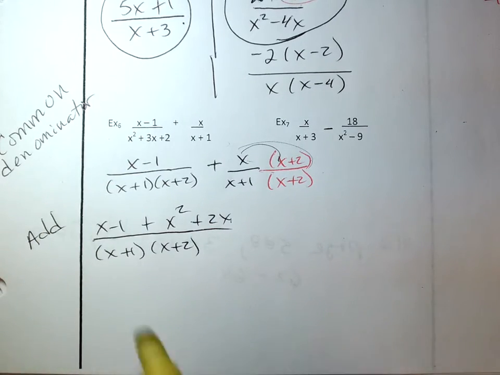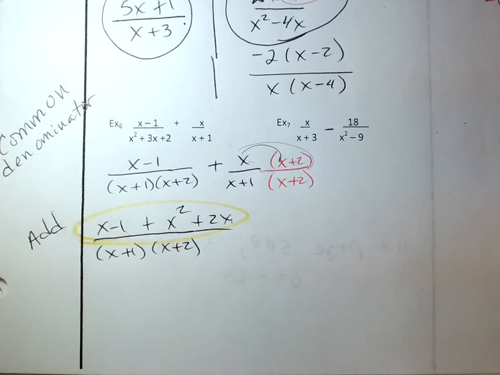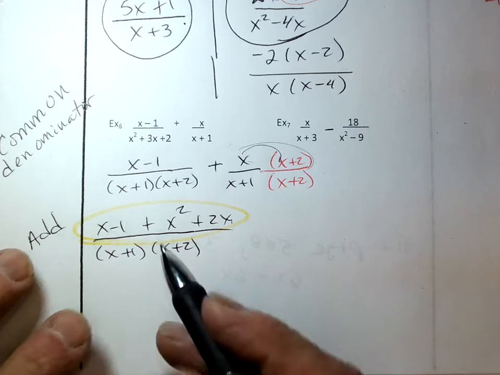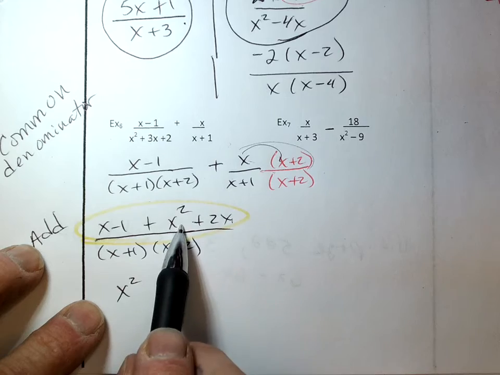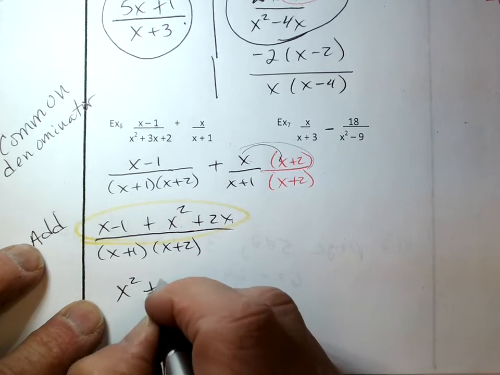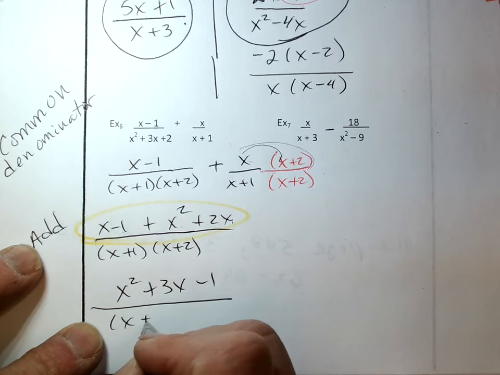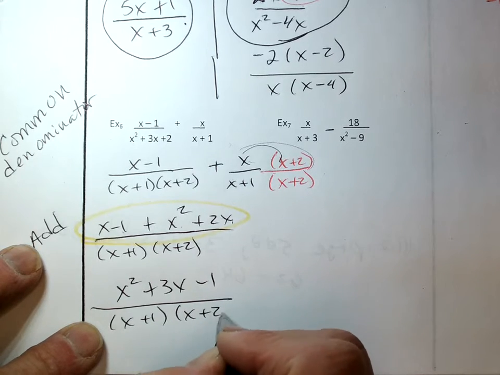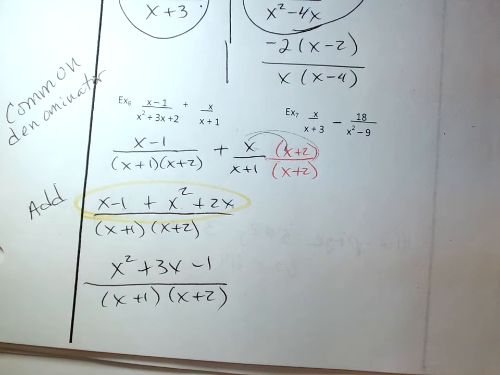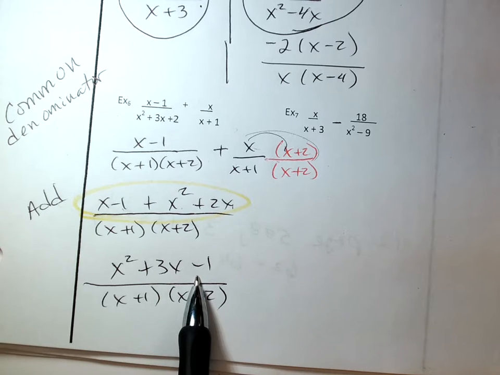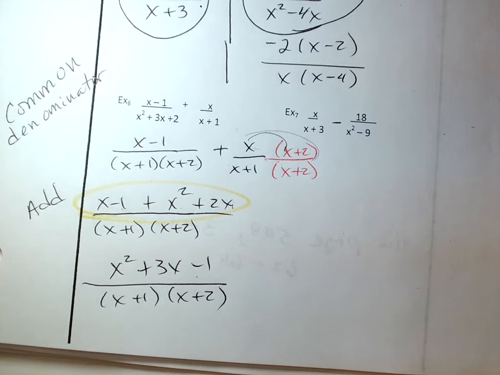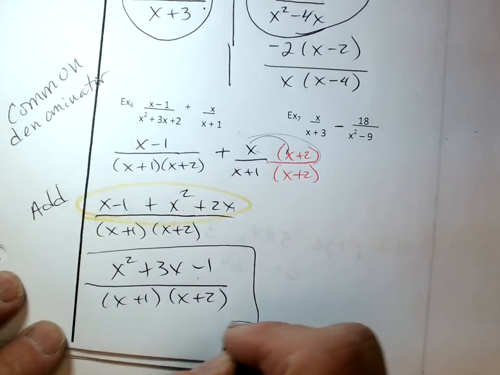I'm going to add the numerators right here, and I'm going to get an x squared plus 3x minus 1 over my x plus 1, x plus 2, okay? Now, if I could factor and cancel, I would, because that would reduce it, but I can't. It won't factor. Multiples of 1 aren't going to make a 3. So you're done. If I could factor and cancel some way, I would, but I can't, so I'm done. That's it, okay?